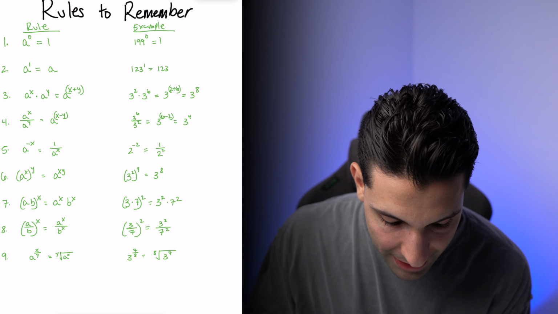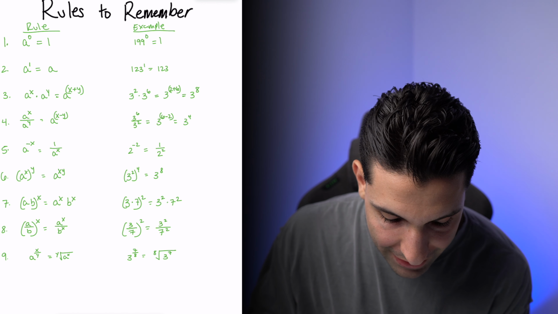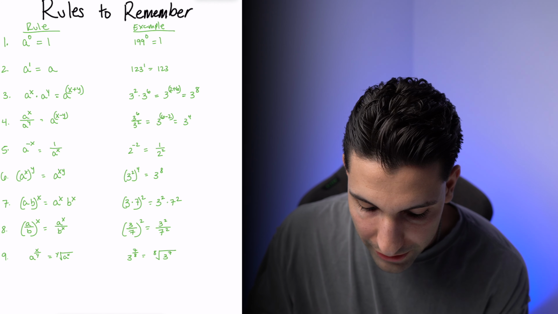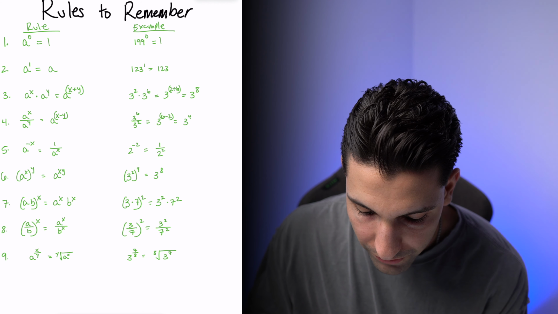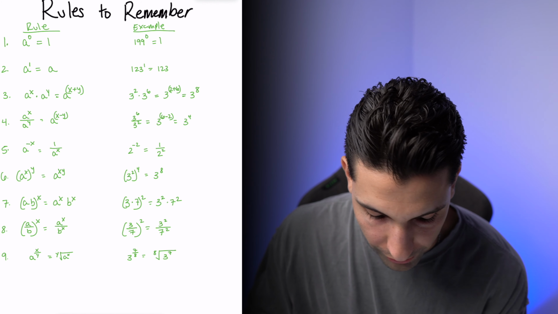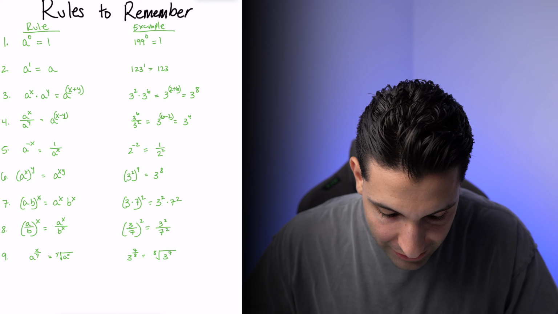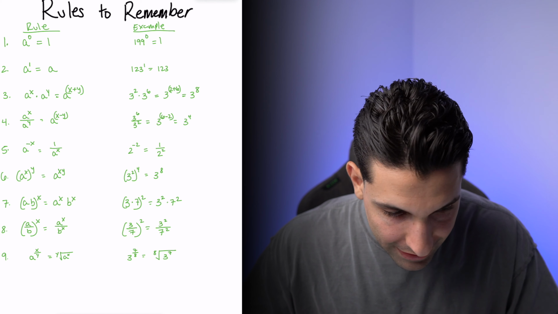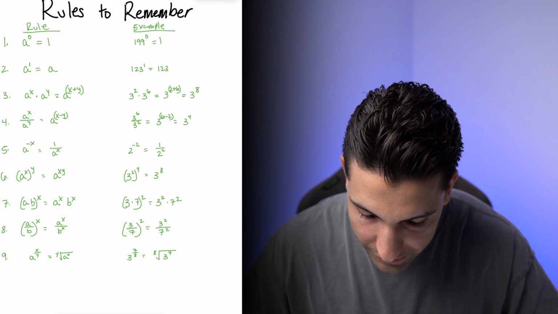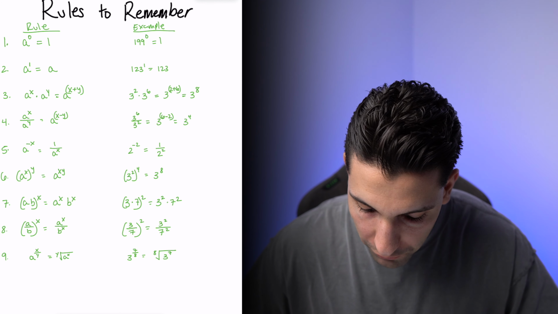Number 7, ab to the x power is just a to the x times b to the x. So 3 times 7 to the 2nd power is just 3 squared times 7 squared. Number 8, a over b to the x power is just a to the x over b to the x. So 3 over 7 squared is just 3 squared over 7 squared.